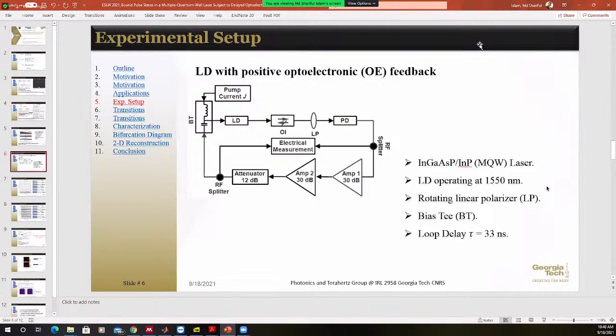So as expected, we have observed both the gain switched pulsation, or the f-tau pulsation, what we can call it, and the natural oscillation pulsation, or the afro pulsation. But we have noticed a peculiar form of bound state in the vicinity of laser injection threshold, which is the focus of the current presentation. The experimental setup is based on a multiple quantum well laser diode, where the loop delay is 33 nanoseconds.